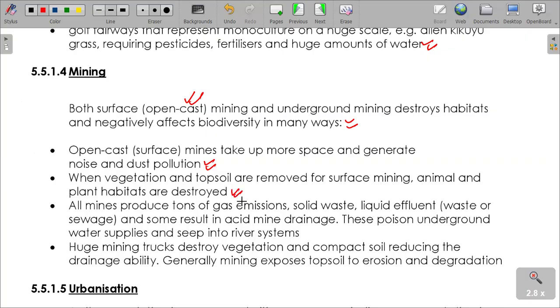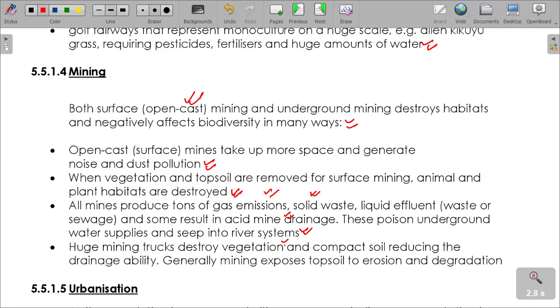That is quite straightforward. That vegetation, topsoil, is the one that is rich for what? For plant growth. Hence, if it is removed, it also impacts on our vegetation, affecting the habitats of our animals. All mines produce tons of gas emissions. Also, we have got solid waste, liquid effluent, which is sewage, and some result in acid mine drainage. These poison underground water supplies and seep into our water and river systems. The river systems are affected as a result of this. Huge mining tracts destroy vegetation.